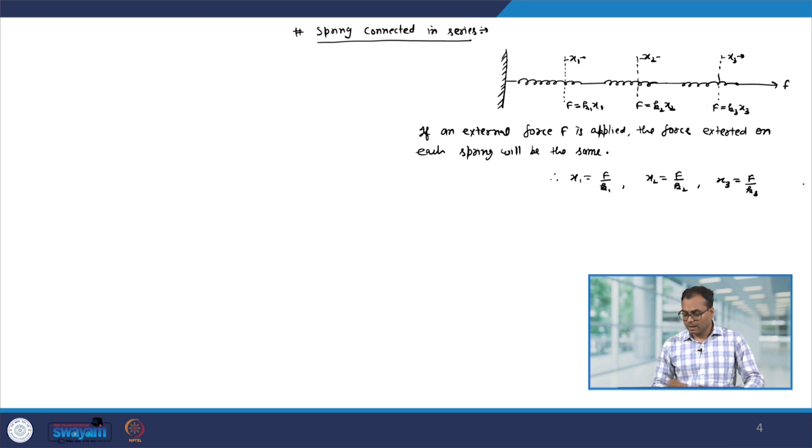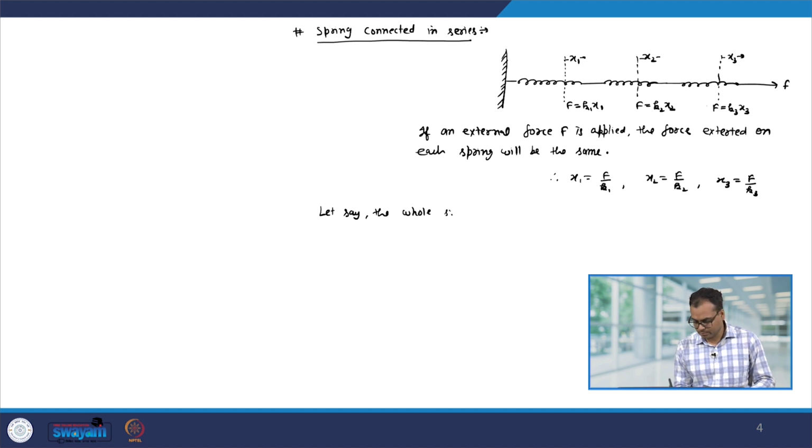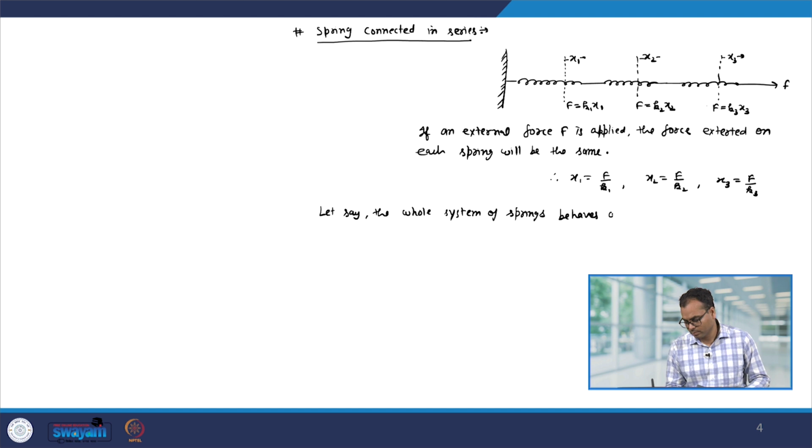Now, let us say the whole spring system behaves as a single one, with, let us say, a spring constant K.